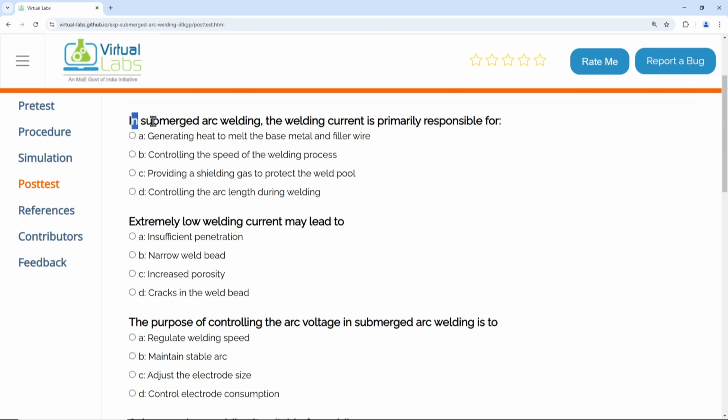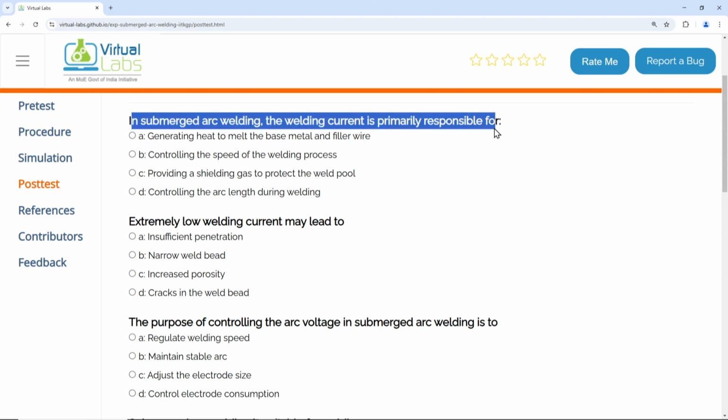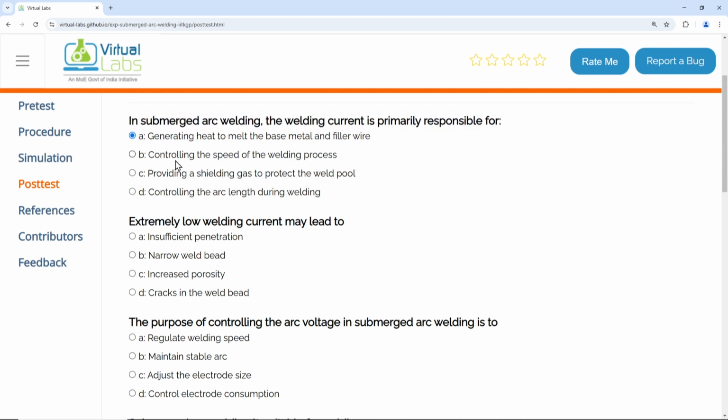In submerged arc welding, the welding current is primarily responsible for generating heat to melt the base metal and filler wire. Yes, it is the primary purpose. Controlling the speed, providing shielding gas, controlling the arc length? No, generating heat is the primary purpose of welding current. Extremely low welding current may lead to insufficient penetration. Narrow weld bead, increased porosity, cracks in the weld bead? Insufficient penetration is the answer.